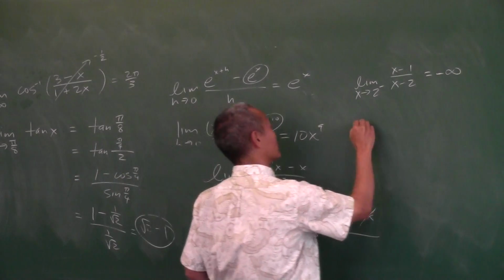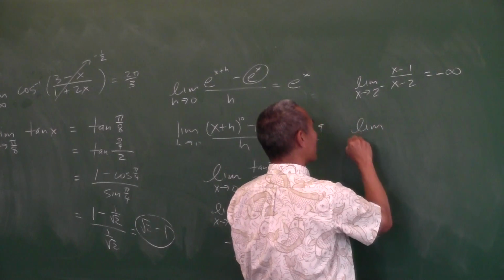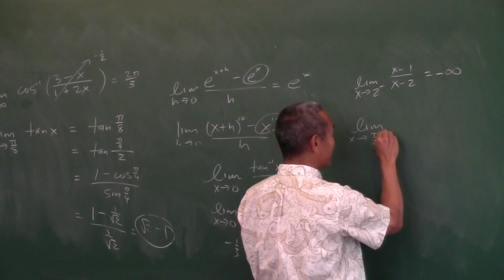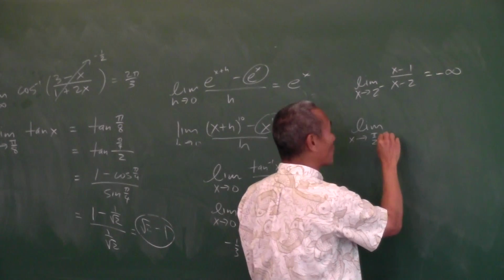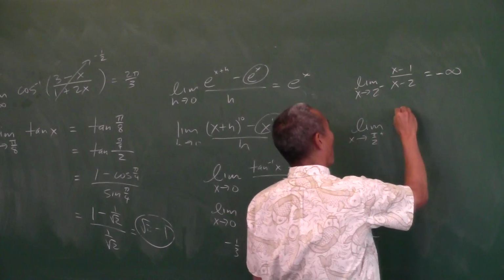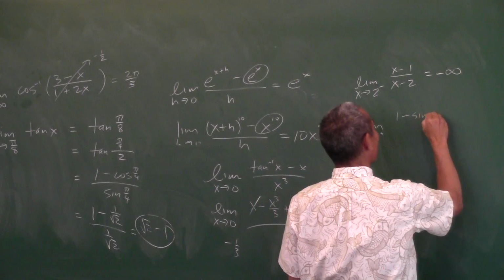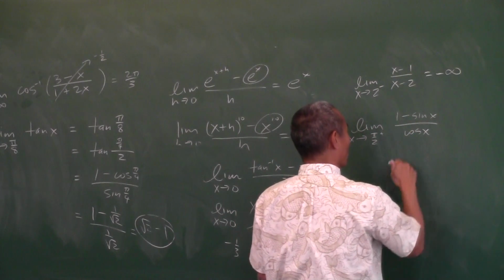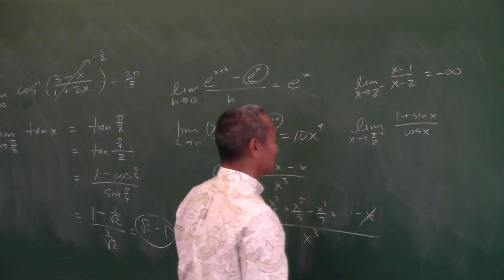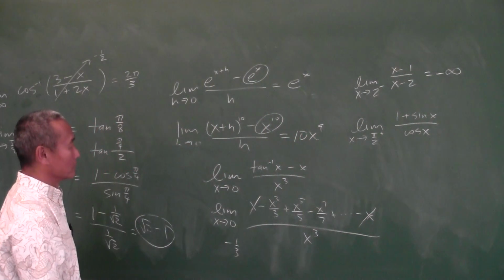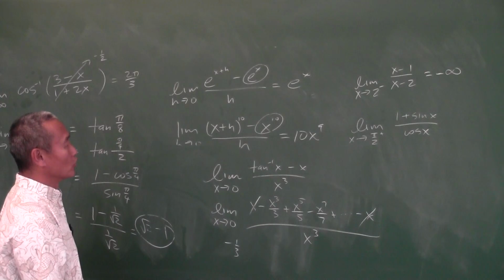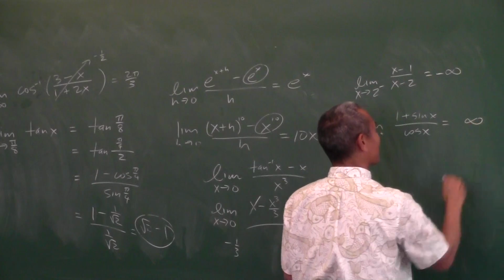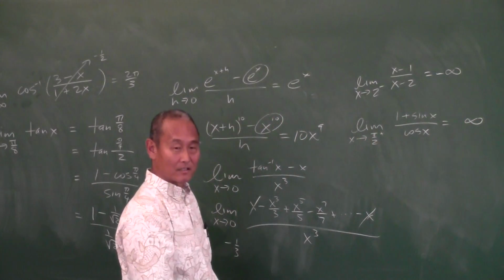Oh, here. Okay, let's do a trig one. What's the limit as x approaches, give me something, pi over 2 from the right, of 1 minus sine x over cosine x? Okay, what happens when you plug in pi over 2? You get 2 over 0. That means there's a vertical asymptote there, so the answer is going to be plus or minus infinity. It's a 50-50 shot.